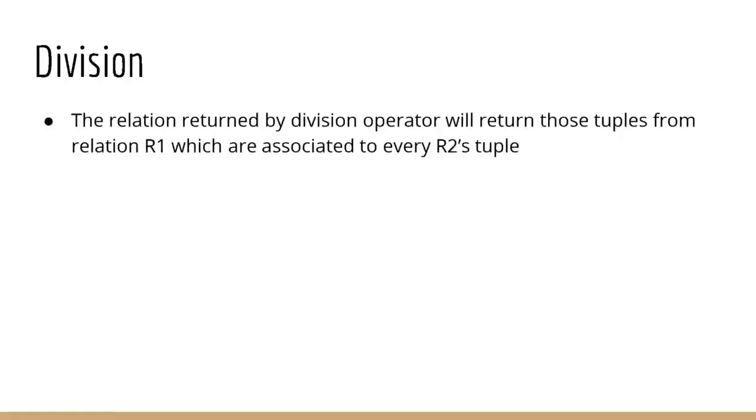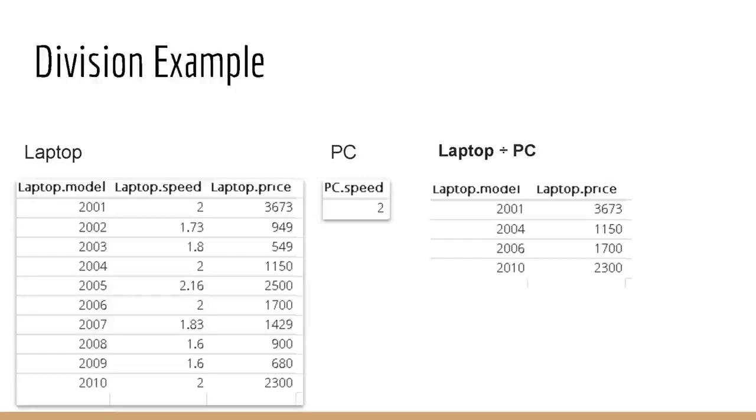Division. The relation returned by the division operator will return those tuples from relation R1 which are associated to every R2 tuple. The notation is shown here. In this example, we can divide the laptop relation with PC. When we divide the laptop with PC, we get the laptop models 2001, 2004, 2006, and 2010 because they are the ones with the speed of 2: 2001 with laptop speed of 2, 2004, 2006, and 2010. One thing to notice here is that speed is not available in the result. That is one of the features of division. It will not include the attributes used in the division. So the result is the attributes model and price.